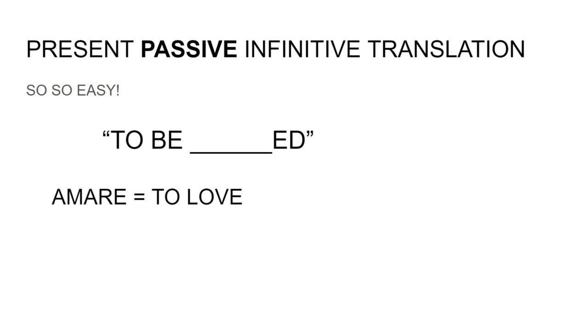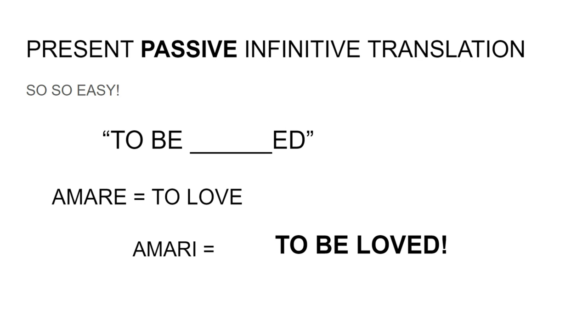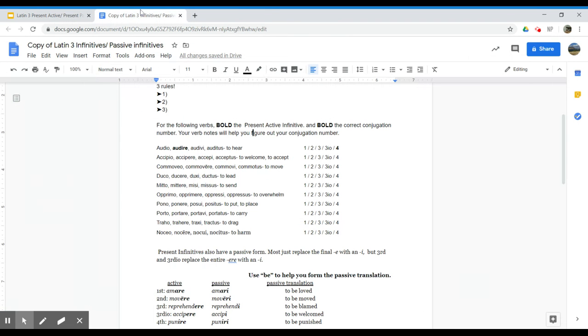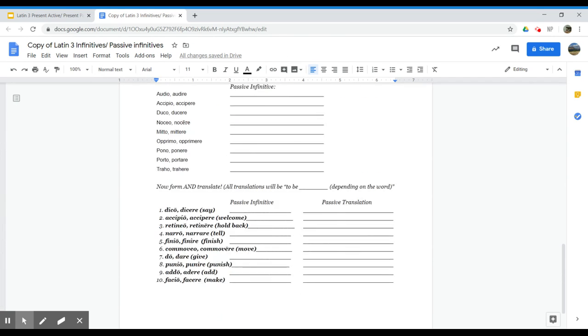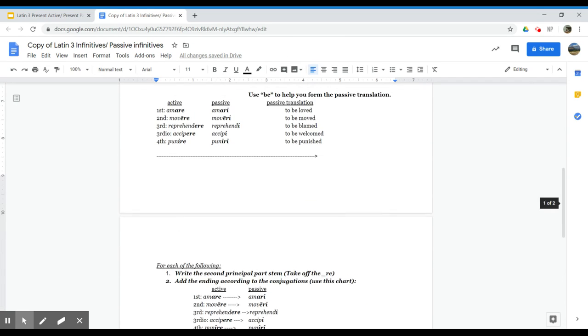So let's take a look at an example, right? Amare, A-R-E, means to love. To love. So if I change the form to amari, we have the passive infinitive here. How does this change the translation? To be loved. Super easy, right? So that is all you need to know for your review today. Short and sweet, and I hope that you find the worksheet is just as easy as this little review has been.